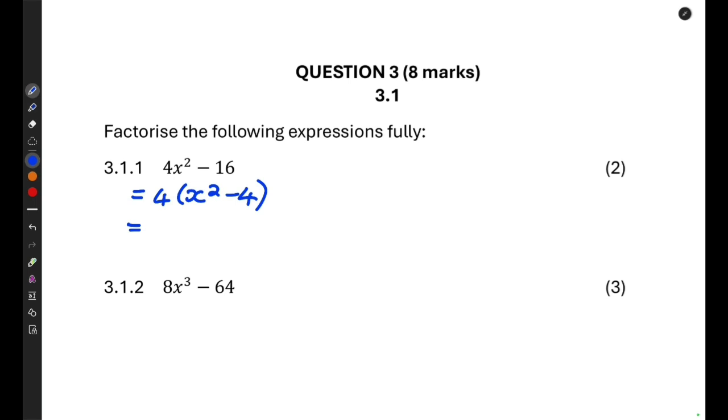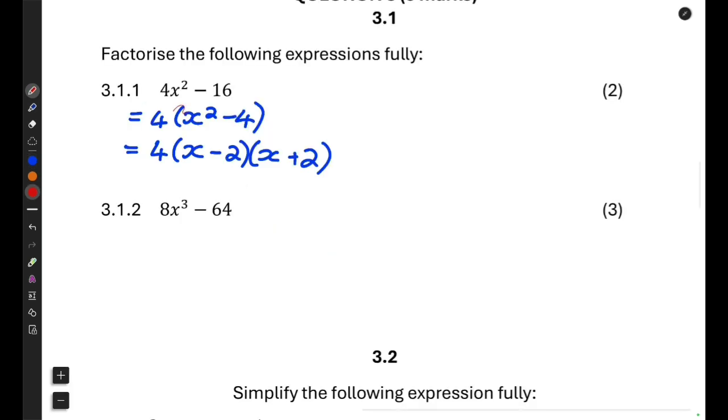Now, if I check in the bracket, there are 2 terms, and this is a difference of squares. So 4 times x minus 2, x plus 2. That is it. My marks I get for taking out the 4 and then for spotting the difference of squares. Only 2 marks, even though it was a bit of thinking required.